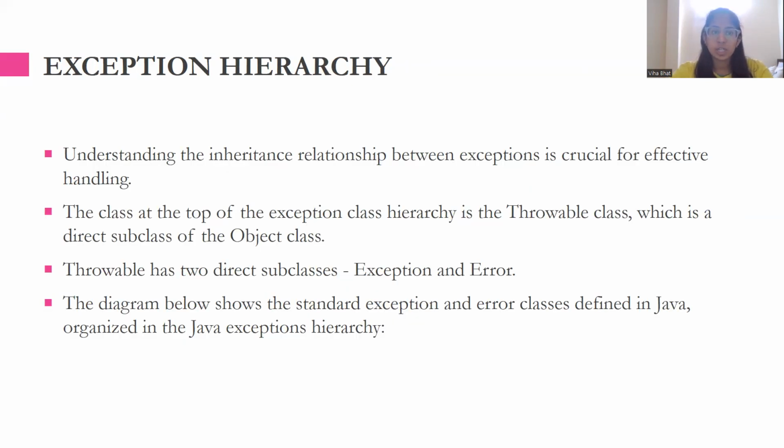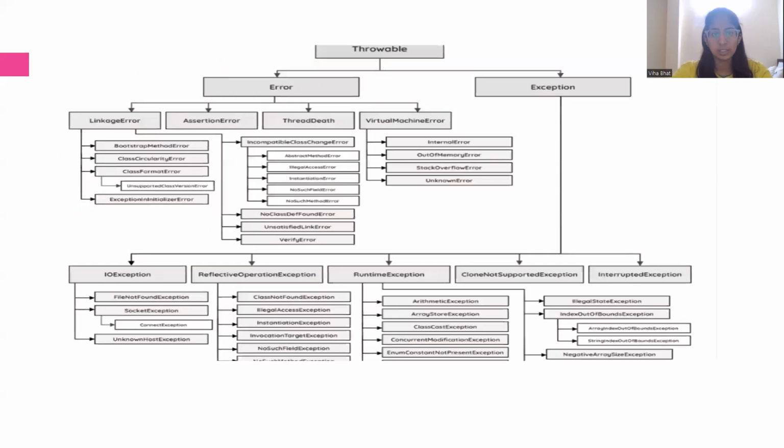So next is exception hierarchy. Understanding the inheritance relationship between exceptions is crucial for effective handling. The class at the top of the exception class hierarchy is the Throwable class, which is a direct subclass of the Object class. The Throwable class has two direct subclasses, Exception and Error. The diagram below shows the standard exception and error classes defined in Java, organized in the Java exceptions hierarchy.